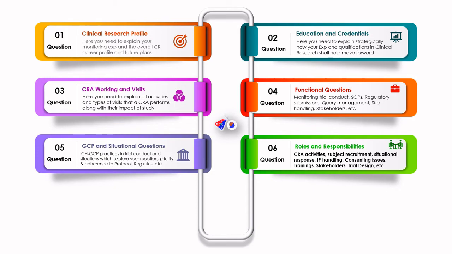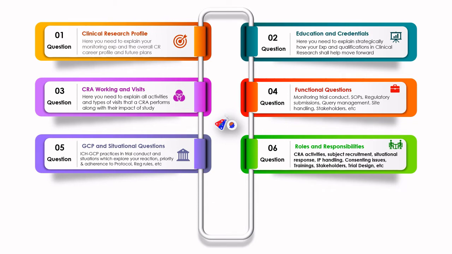They will also ask your understanding about consenting issues. What is informed consent? What are the criteria? What if the subject is uneducated? What if the subject doesn't even have a legally acceptable representative? Then how does an impartial witness work? That also should be explained. Again, the roles of various stakeholders, what the site finances are, how the EC submission is done.